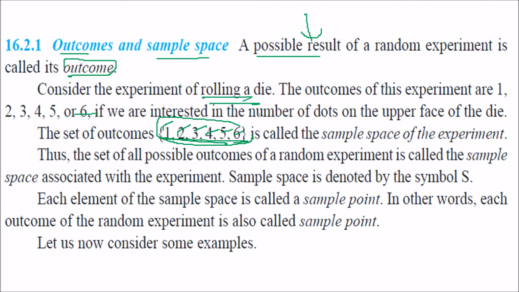We call it rolling a die. The sample space is represented by S. And all the elements you see, 1, 2, 3, 4, 5, 6, are called the sample points. So the outcome of any random experiment, we call a sample point.